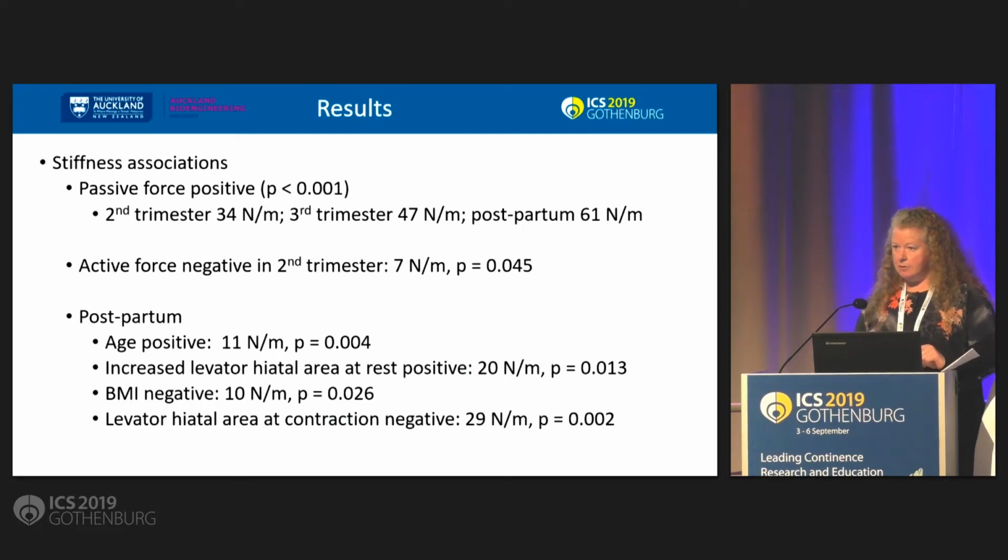Active force was negatively associated in the second trimester, while in postpartum, age and the size of levator hiatal area at rest, which was measured with transperineal ultrasound, were positively associated, while in comparison, BMI and levator hiatal area at contraction were negatively associated. There were no significant associations for the chosen variables in active force.